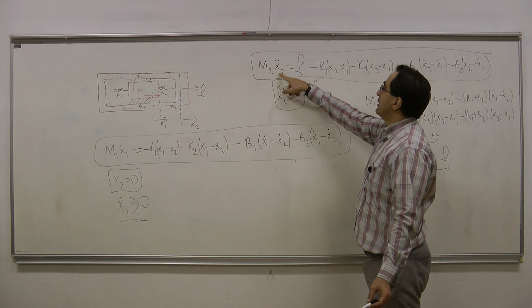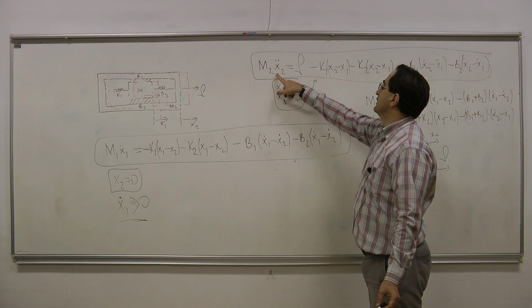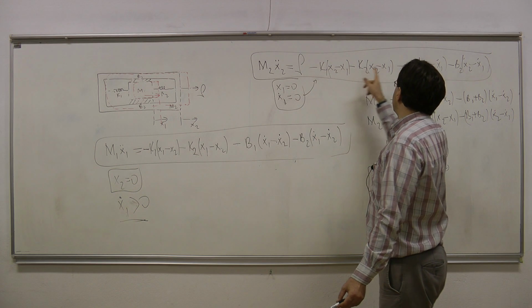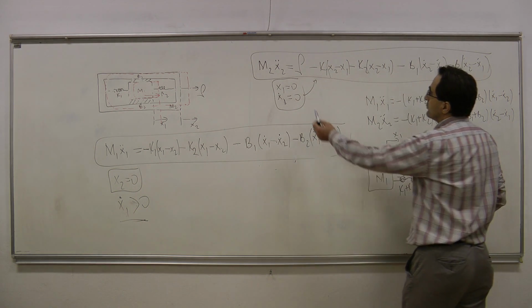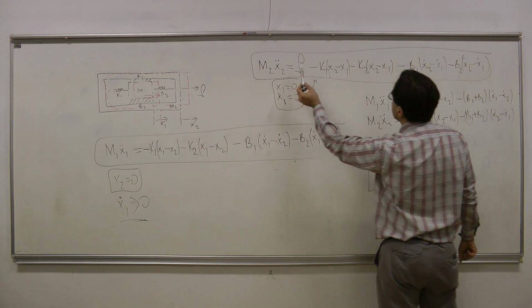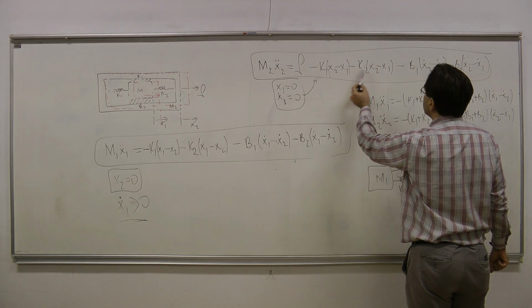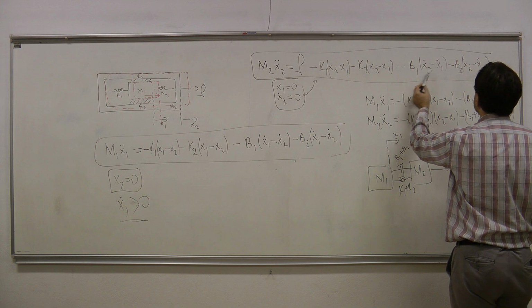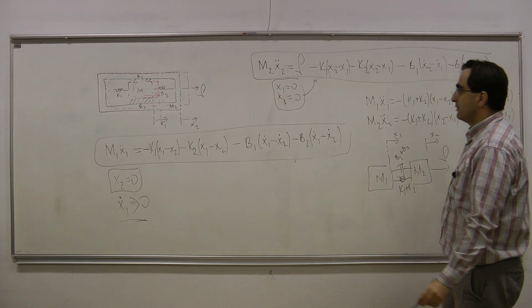Similarly, when I write M2 x2 double dot, on the right hand side, if I put minus signs everywhere here, it is always the variable related to x2 that appears first. x2 appears here, x2 appears here, x2 dot and x2 dot. Okay?